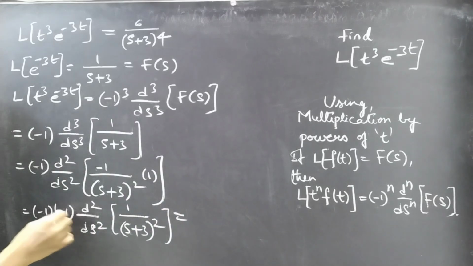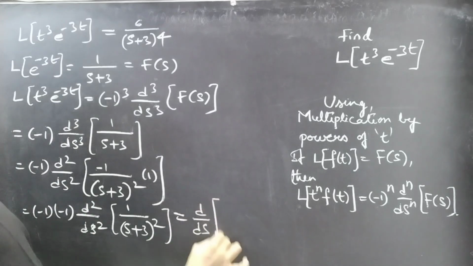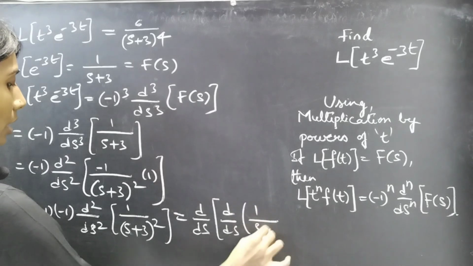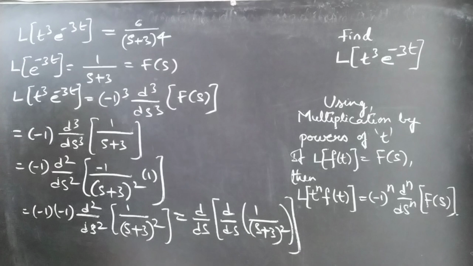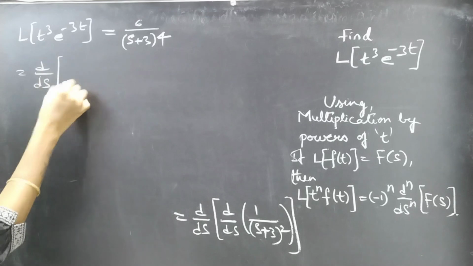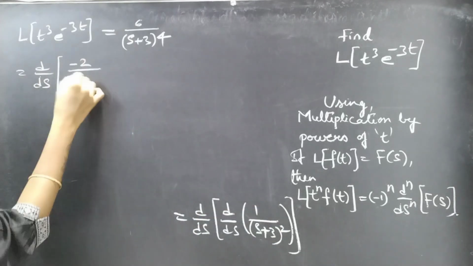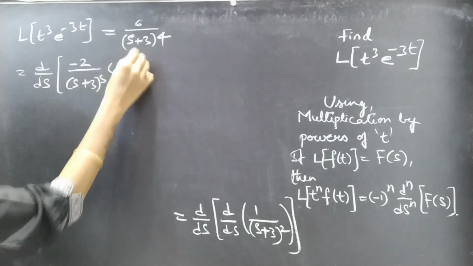which gives us minus 1 into minus 1 is plus 1 into d by ds of 1 by s plus 3 whole square, which gives us d by ds of derivative of 1 by s plus 3 whole square is minus 2 by s plus 3 whole cube into inner derivative is 1.